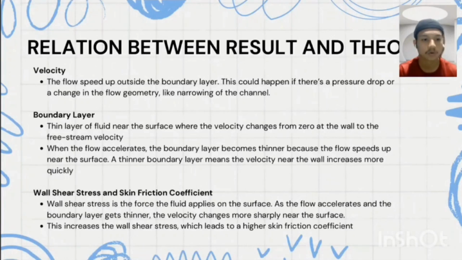And lastly, wall shear stress and skin friction coefficient. Wall shear stress is the force the fluid applies on the surface. As the flow accelerates and the boundary layer gets thinner, the velocity changes more sharply near the surface. This increases the wall shear stress, which leads to a higher skin friction coefficient.